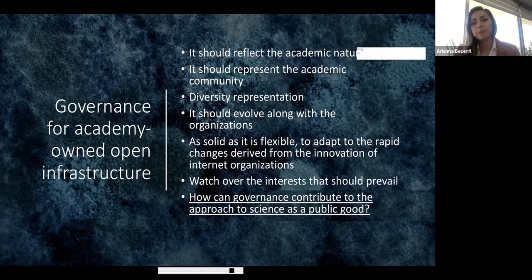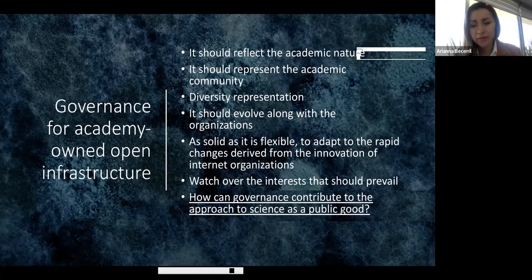So it is also sometimes very challenging to represent the academic community in terms of geographical diversity and other aspects that we have to consider. And it is also very interesting how a governance structure should be as solid but as flexible sometimes to evolve and to adapt to the rapid changes derived from the innovation of internet organizations. So it is sometimes very challenging to keep adjusting the governance structure.